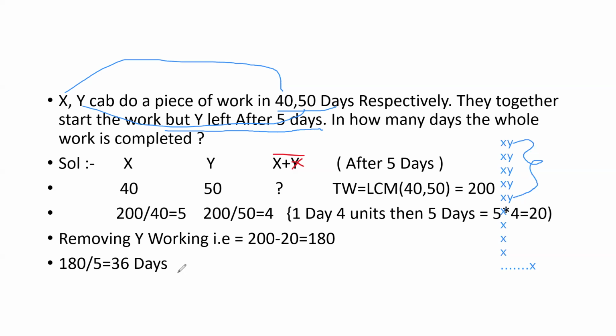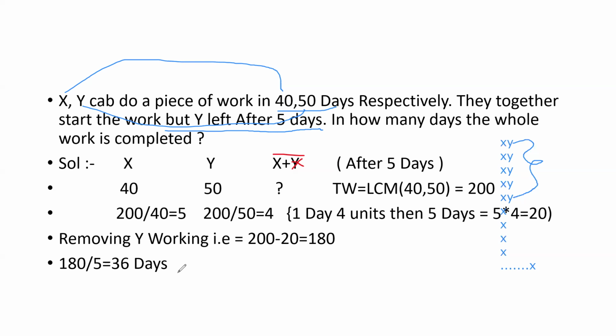In this way we have it. Now once more I will explain. Here, two persons can do a piece of work in different days. They start the work together, but the one person, Y, leaves after starting 5 days. Then the remaining work is completed by the remaining person. In how many days is the total work completed? So first, what can we do?